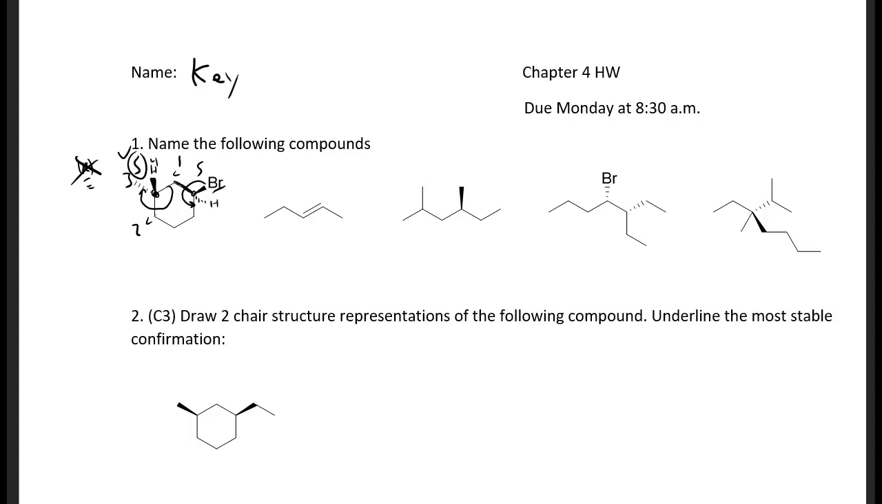Alright, so this compound is 1S, 3S, 1 bromo, 3 methyl cyclohexane.